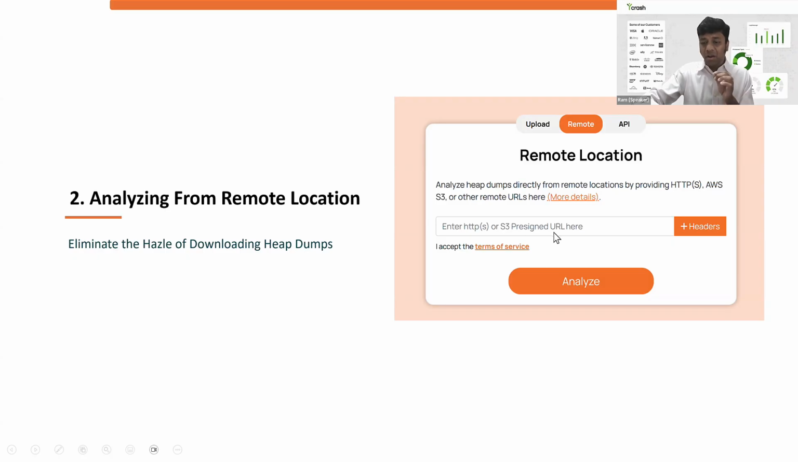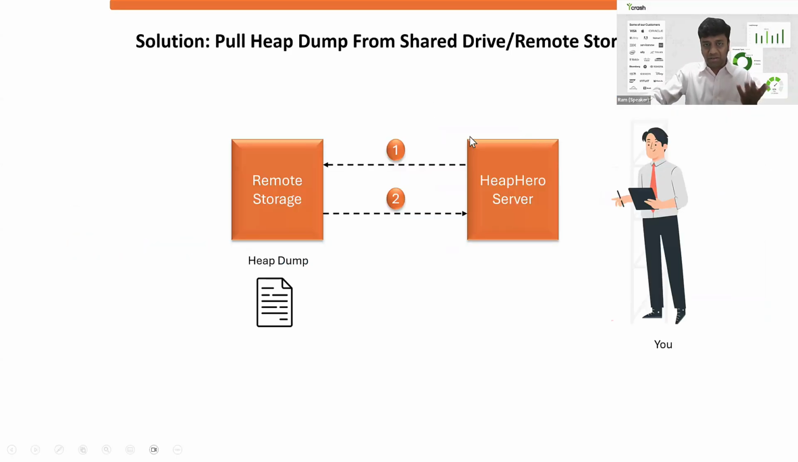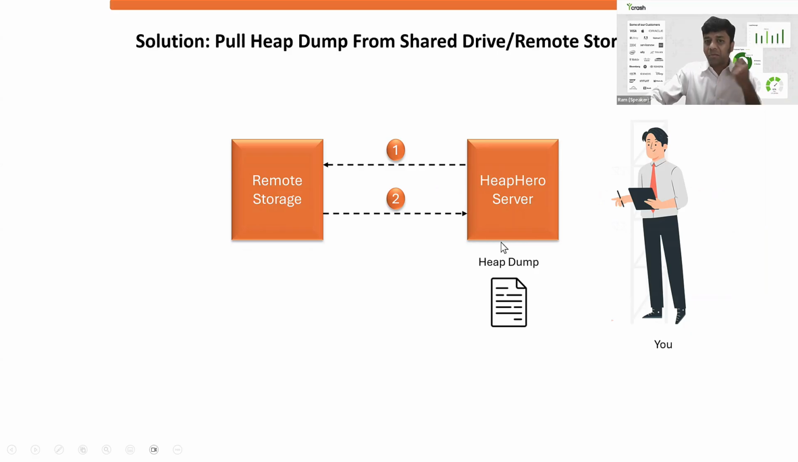When you give it here, what's going to happen is EPRO server will connect with that remote location, download the dumps and then present you the result. So here, once again, there's no exchange of heap dumps. EPRO connects with the remote location, downloads it, analyzes, and gives you the result. In this pull model, EPRO server goes to remote storage, downloads the heap dump, does the analysis, and presents you the result.